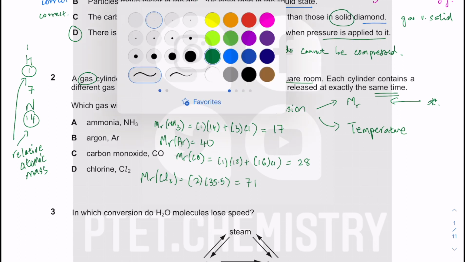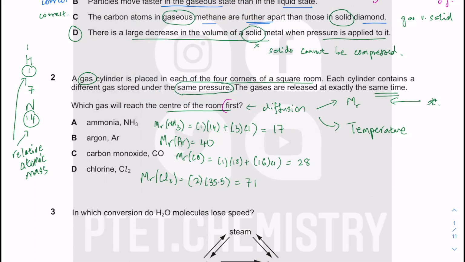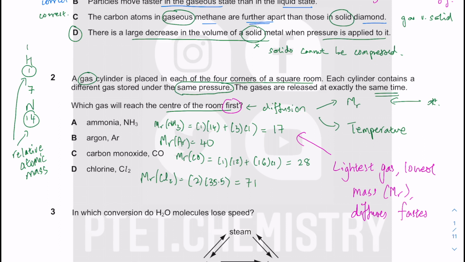So what can I say? I can say that the one that goes to the center of the room first must be the lightest. It is the lightest gas, with the lowest mass, or you call it relative molecular mass. Therefore, it diffuses the fastest. If it diffuses the fastest, it will go to the center of the room first, yeah?